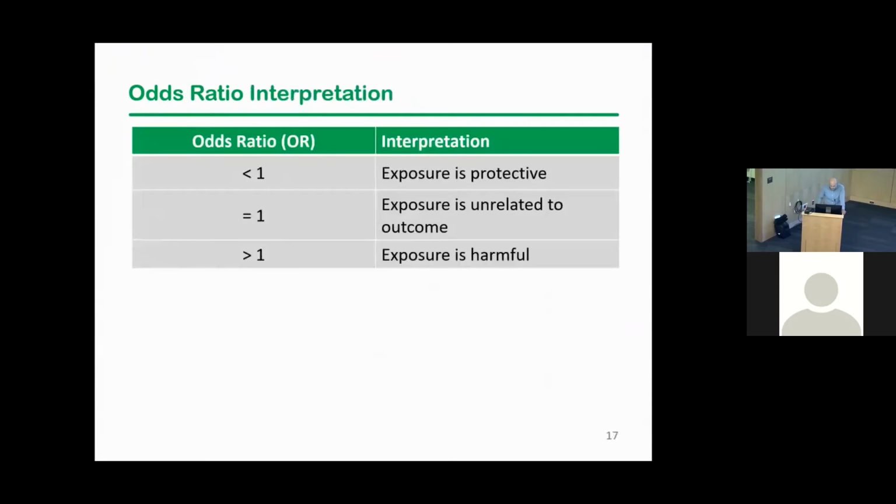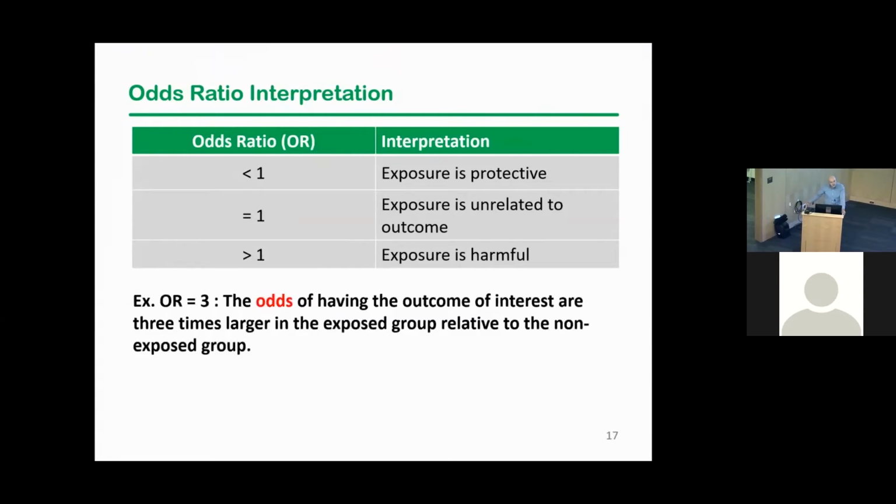So let's do that. Well, wait one moment. How do we interpret the odds ratio? We interpret it, at least with respect to the numbers, in a very similar fashion to the risk ratio. If it's greater than 1, the exposure is harmful. If it's less than 1, the exposure is protective.